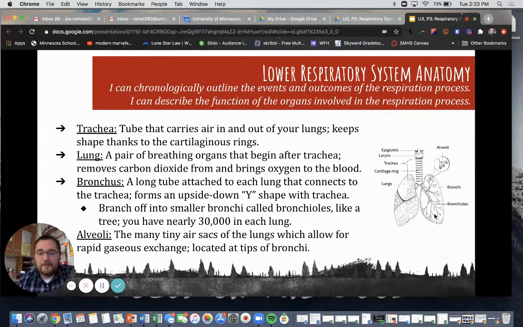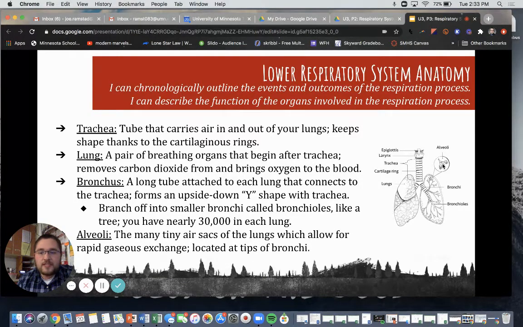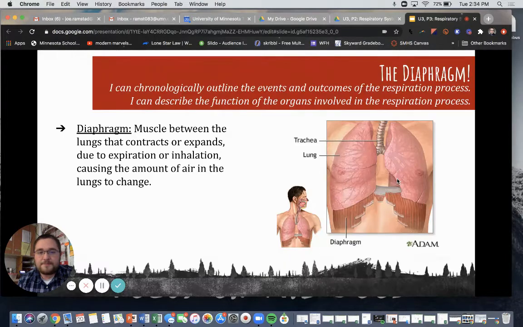Then we have our alveoli. I pronounce this word different every time, it seems like, but they are the tiny air sacs of the lungs, which allow for rapid gas exchange, and these are located at the tips of the bronchi. So these are labeled right up here, alveoli. Again, our trachea goes into the lung, and the lung gives way to the bronchus in the upside down Y shape. Then it has little trees called bronchioles, and then on the tips of the bronchioles we have our alveoli. This is an up-close look at the lower respiratory system.